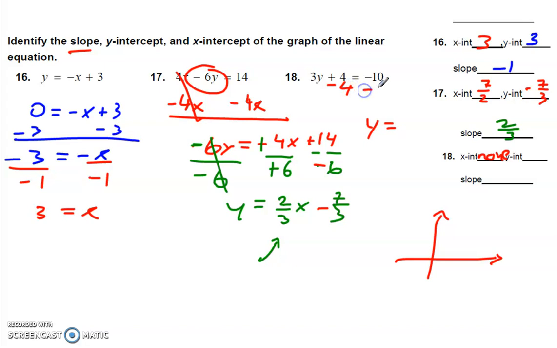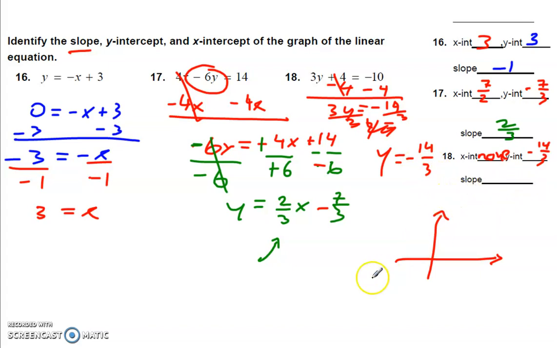Subtract 4 from each side, minus 4. Boom. 3y is equal to negative 14. Divide by 3 on each side, and y is equal to negative 14 over 3. Okay, so the y-intercept is negative 14 over 3. The slope, okay, so that's down here somewhere in the negatives. Since there's no x value, that means it's 0x. Y equals 0x minus 14 over 3. So the slope is 0.